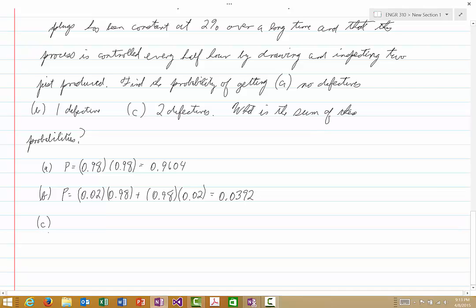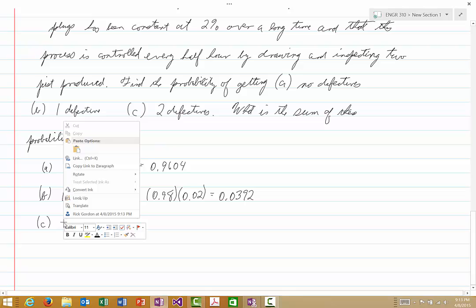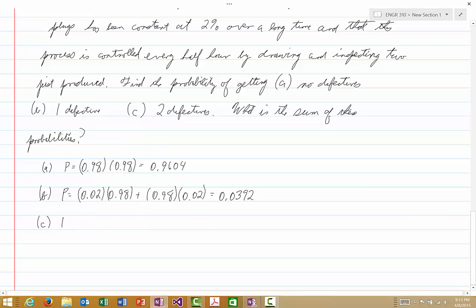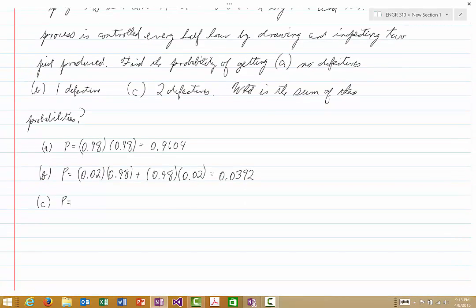And now for C, what is the probability that both are defective? Well, there's only one way in which that could happen, and that would be if, of course, both are defective. And so we have 0.02 is the probability that the first is defective, 0.02 is the probability that the second is defective, and so 0.0004 is the probability that we get in C.